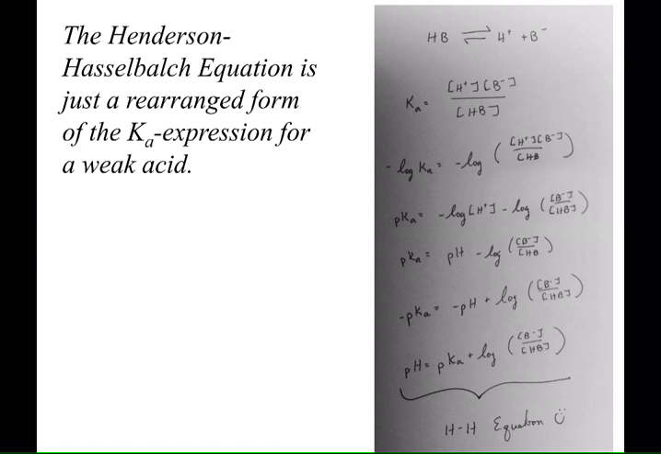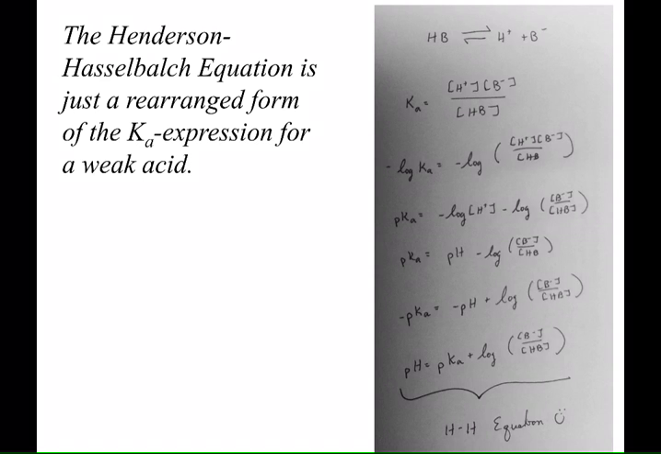So I don't always do this, but I went ahead and showed you the proof of the Henderson-Hasselbalch equation. You start with a weak acid HB ionizing to form H plus and B minus. There's the Ka expression for that weak acid. You apply the log function to both sides, and you actually come up with the Henderson-Hasselbalch equation: pH is equal to pKa plus the log of the ratio of the molar concentration of B minus to HB.